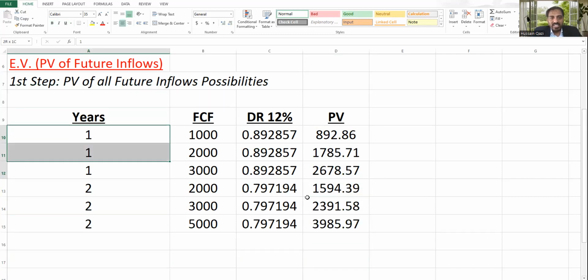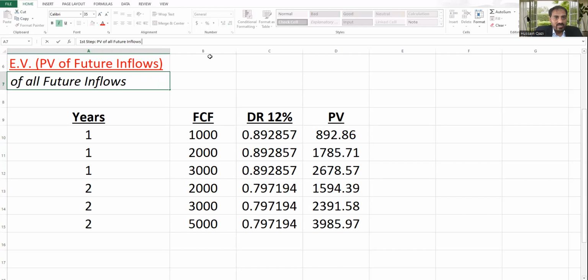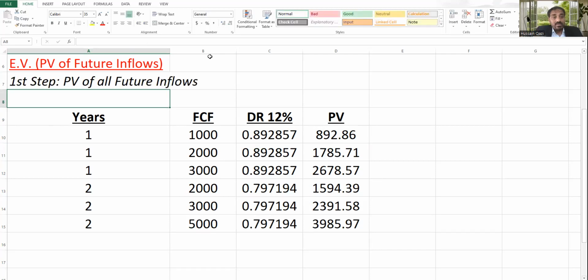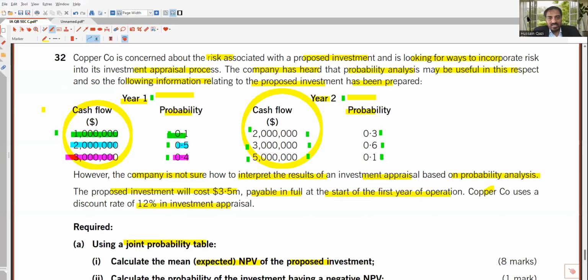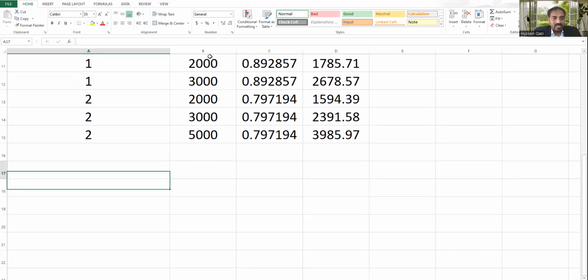You can delete the word possibilities. First establish the present value of all future inflows. So whatever the cash flows given here, we just calculate the present value. Now the actual point is the second step.